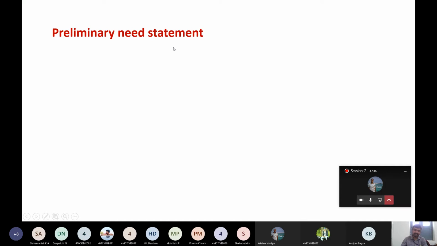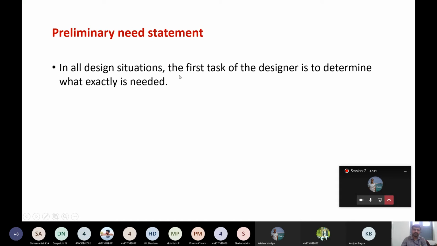Preliminary need statement. In all design situations, the first task of the designer is to determine what exactly is needed, so that you should know. Without understanding the need properly, you cannot find required solutions. So the first thing is you have to understand the need, what is actually required. That is very important. And this need will be communicated by the need statement. By looking at the problem statement, you must be able to understand what is actually required, for which problem I need to generate solutions.